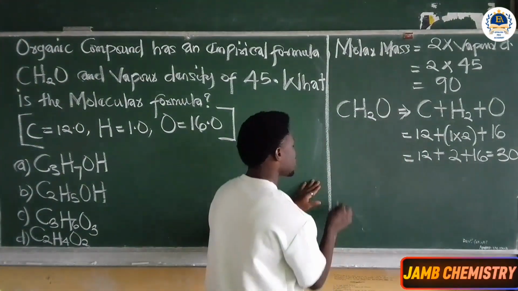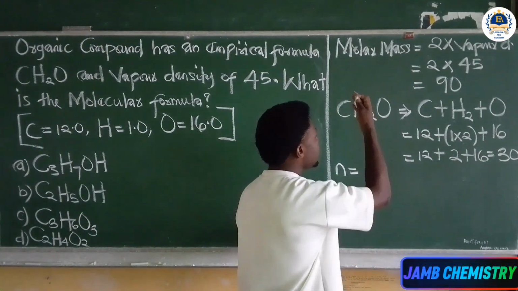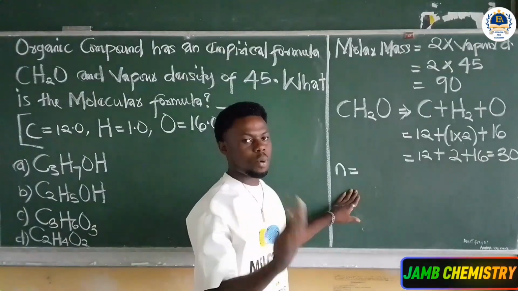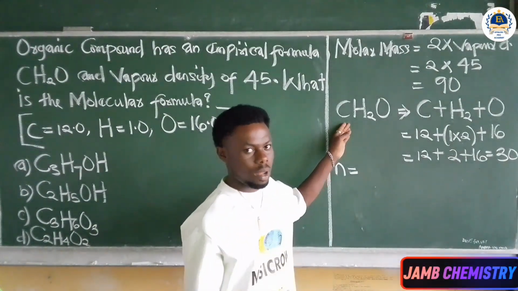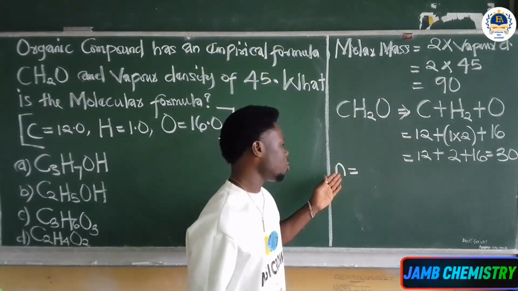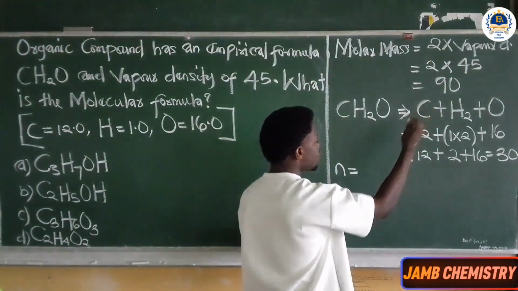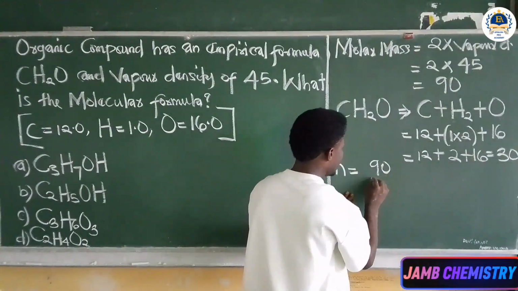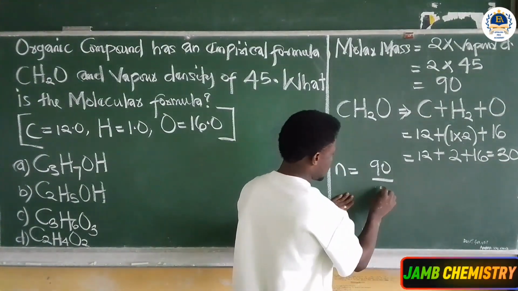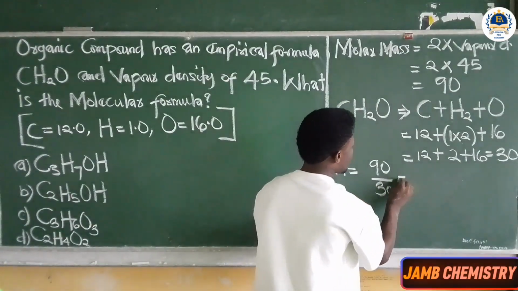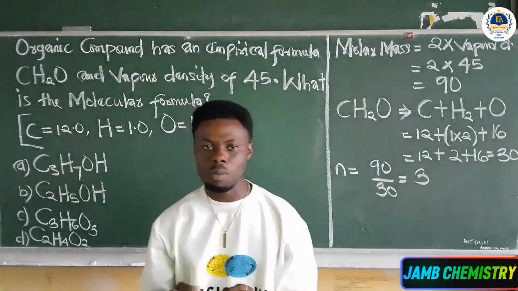Next, we must determine the multiplier. Let's call the multiplier small letter n. So the multiplier is equal to the molar mass from the vapor density divided by the molar mass from the empirical formula. That is how to determine the value of n. So this equals the molar mass from vapor density, which is 90, divided by the molar mass from the empirical formula in the question, which is 30, and we are going to obtain 3.